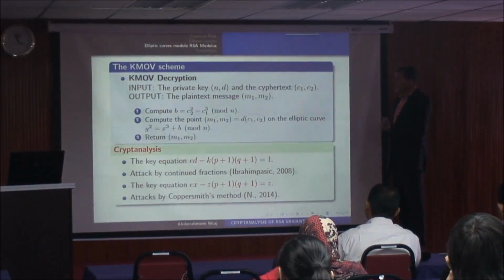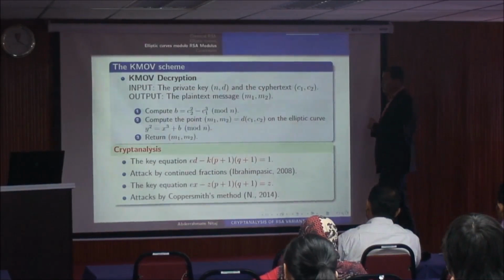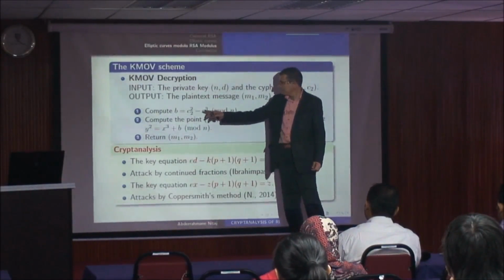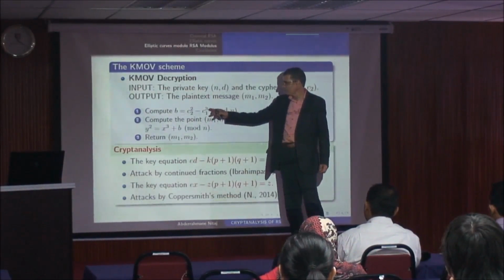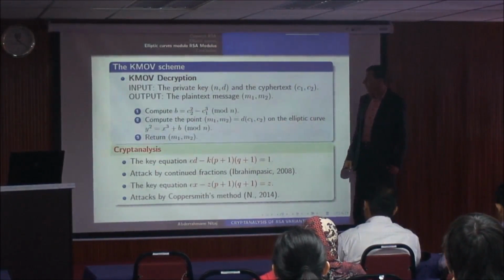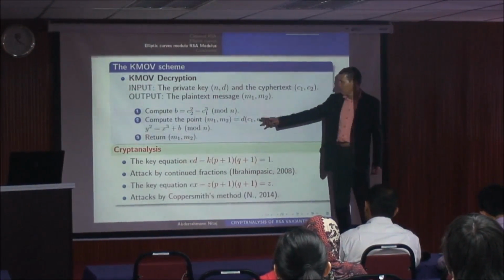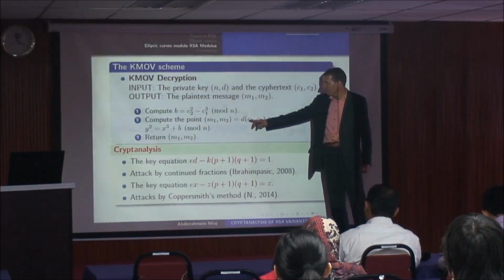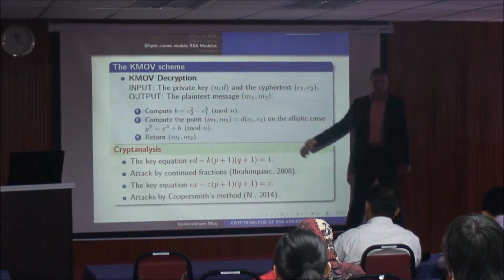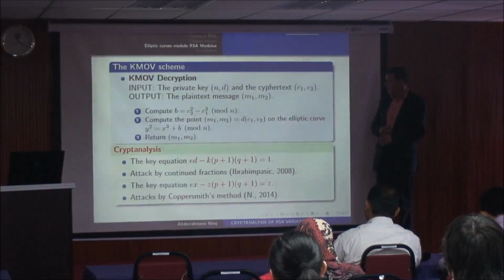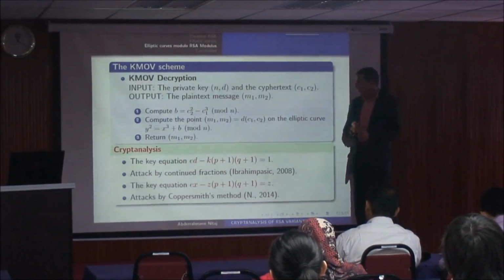Now for the decryption, it's very easy, because you also know that c1 and c2 are related by this equation. So b is c2 squared minus c1 cubed over n, and we can compute the points m1 and m2 by multiplying by d. So we are going to multiply c1 and c2 by d, and we know that e times d is equal to 1 modulo n, and in this situation we can find the exact value of m1.